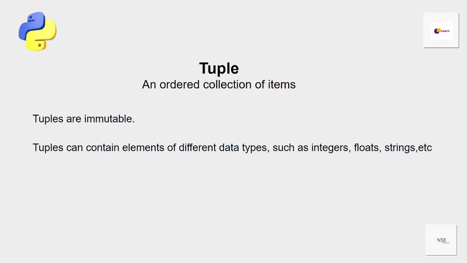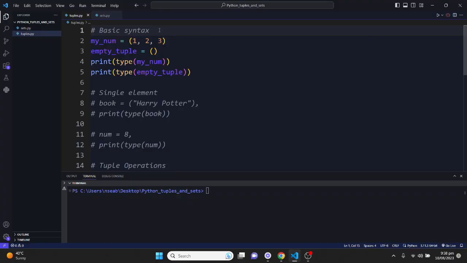Let's head over to VS Code and write some code. The basic syntax of a tuple is like so. You simply have elements wrapped with parentheses, like we have here, 1, 2 and 3, and in this case we are storing this tuple in a variable called my num.